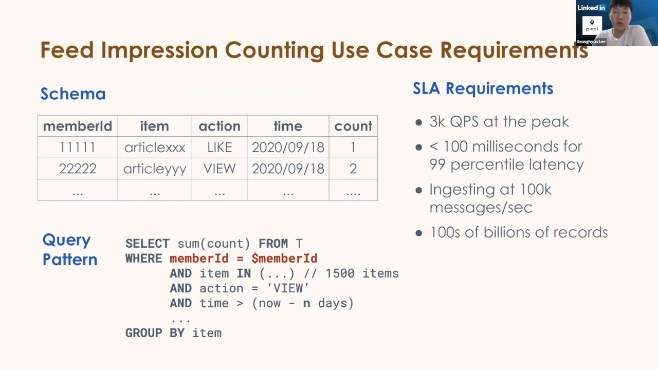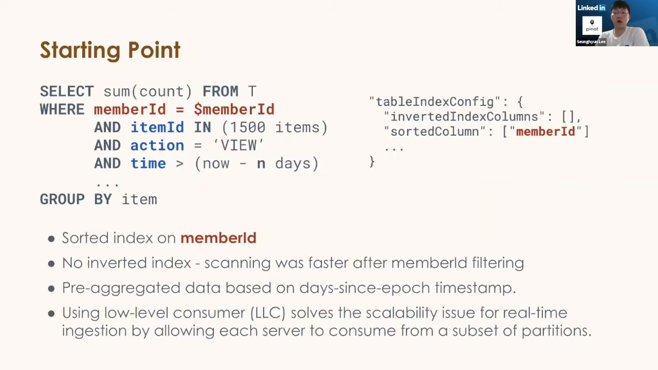When we initially got this use case, we looked at the schema and the query pattern, and we tried to apply all the optimizations available at the time. One thing that stood out was the fact that we always have the equality filter on the member ID. So we applied the sorted index for the member ID column because the sorted index performs much better than the inverted index. And for the item, action, and time columns, we compared the performance with and without the inverted index.